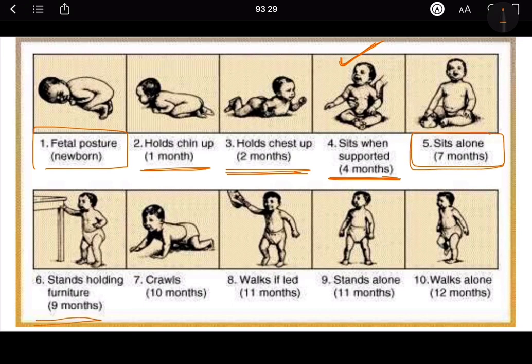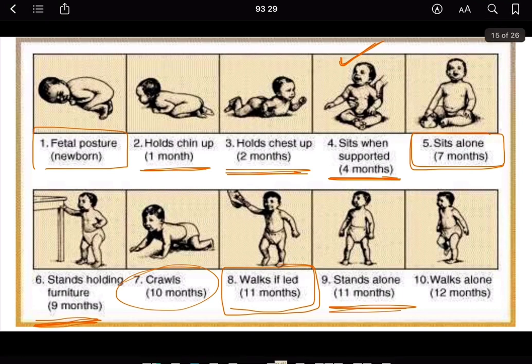In 9 months, the baby can now stand holding the furniture, but अभी walk नहीं कर सकता. 10 months में crawl करना start कर देते हैं. And 11 months में they start to walk. 11 months में they can stand alone, walk alone for some time. So this is the growth that a baby shows.